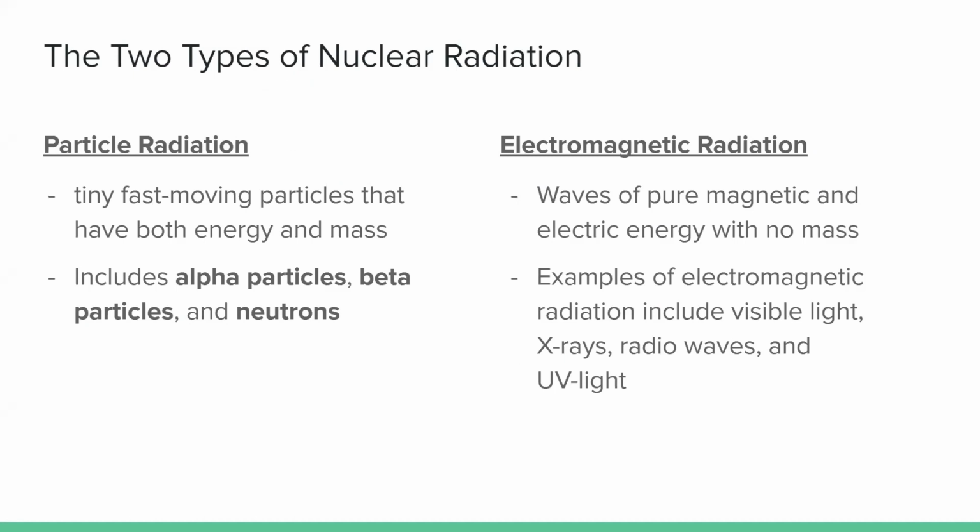There are generally two types of nuclear radiation. The first one is particle radiation, which acts in the form of tiny fast-moving particles that have both energy and mass, and includes alpha particles, beta particles, and neutrons. And electromagnetic radiation, which is waves of pure magnetic and electric energy that have no mass. Examples of electromagnetic radiation are visible light, X-rays, radio waves, UV light, and other forms of electromagnetic radiation from the electromagnetic spectrum.